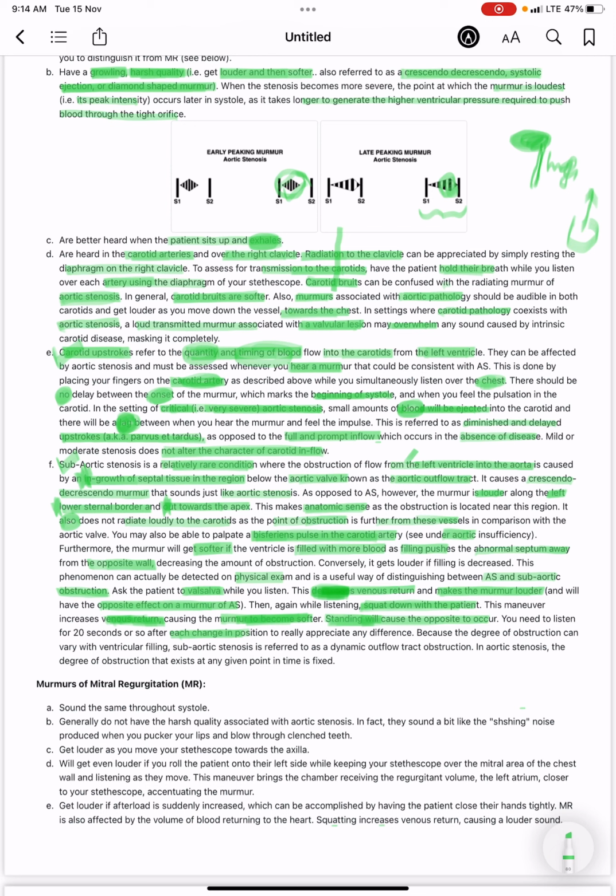The degree of obstruction can vary with the ventricular filling. Subaortic stenosis is referred to as dynamic outflow tract obstruction. In aortic stenosis, the degree of obstruction that exists at any given point in time is fixed.